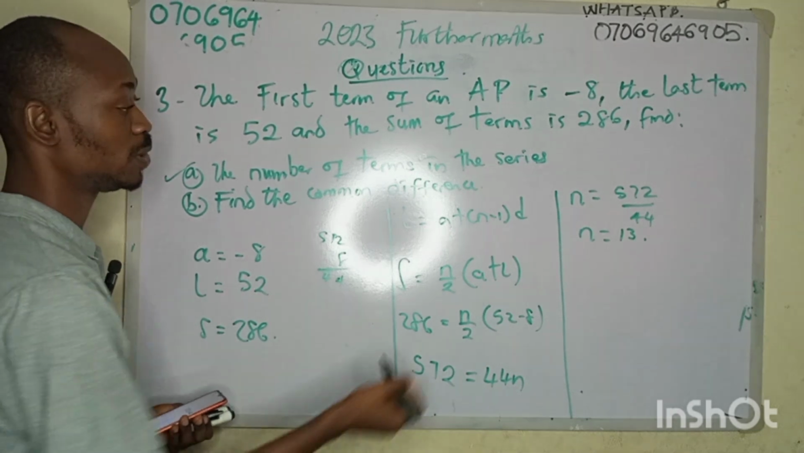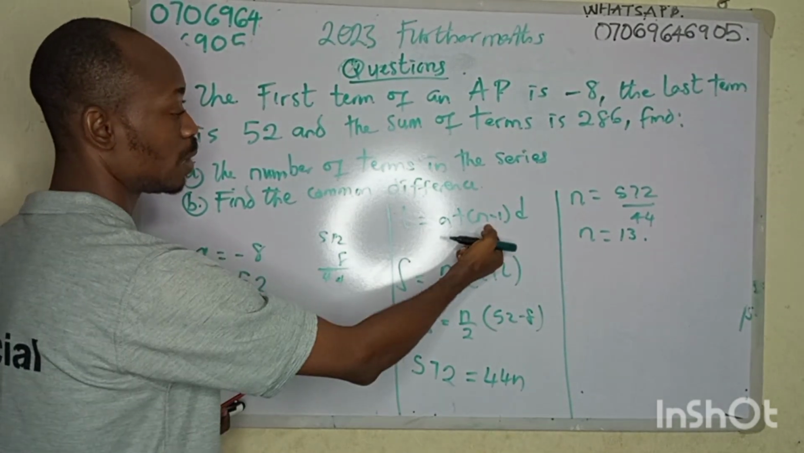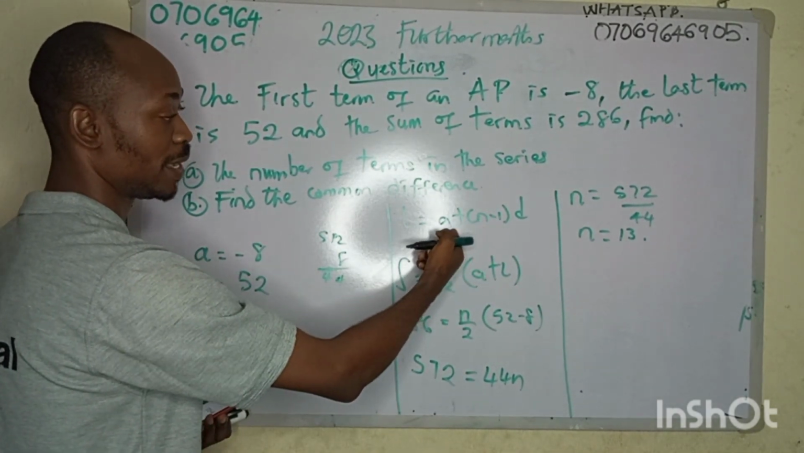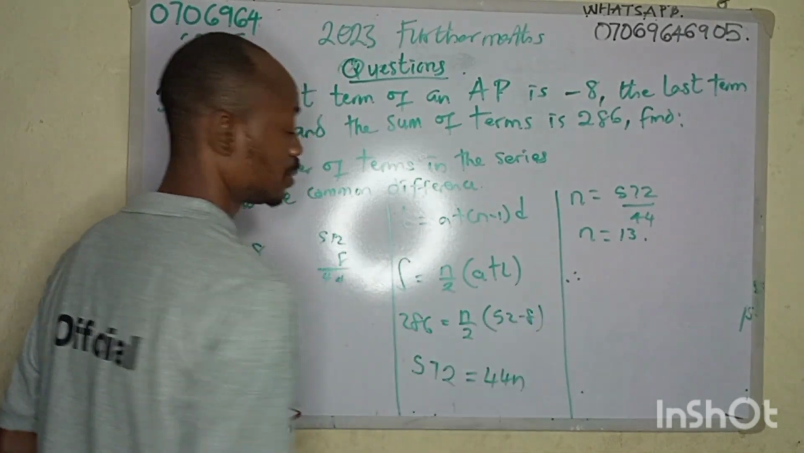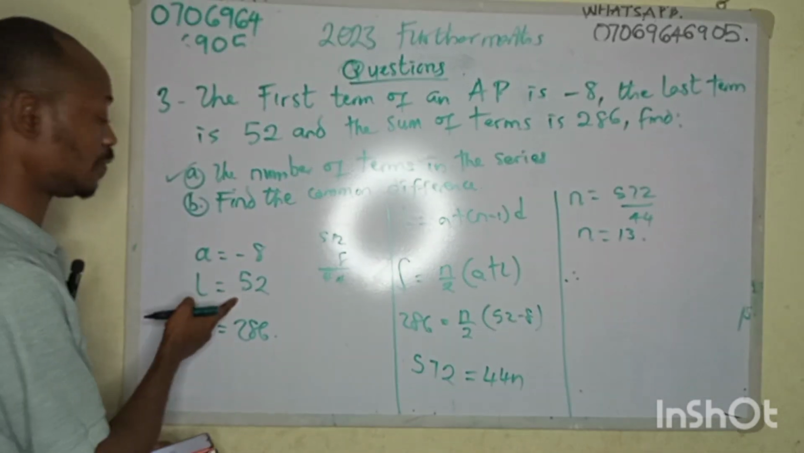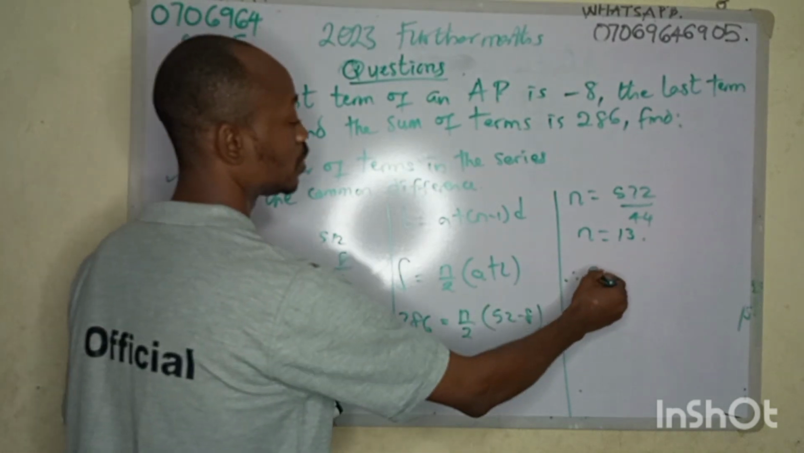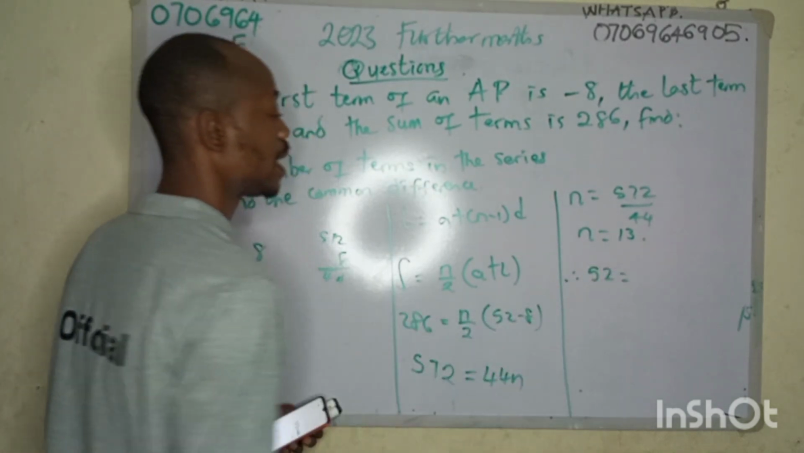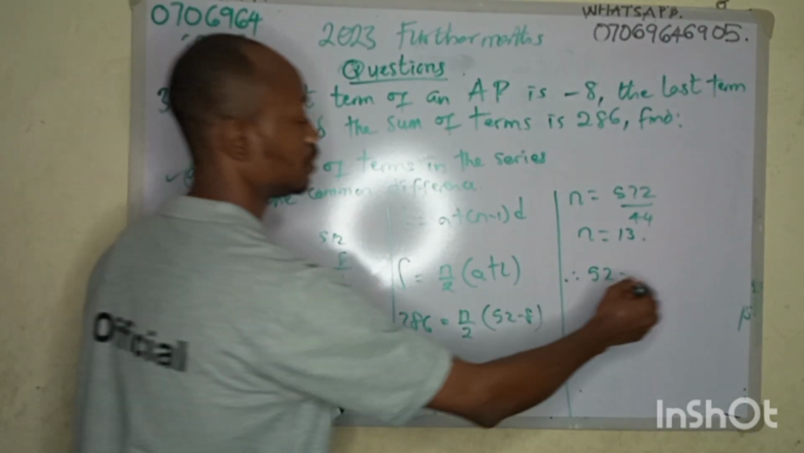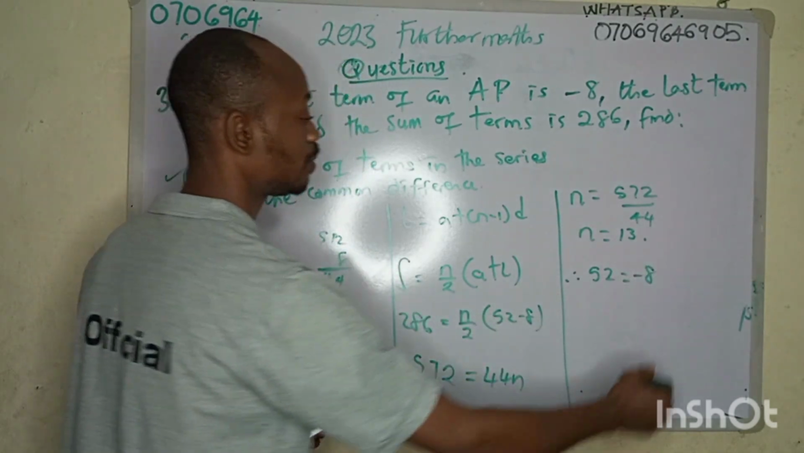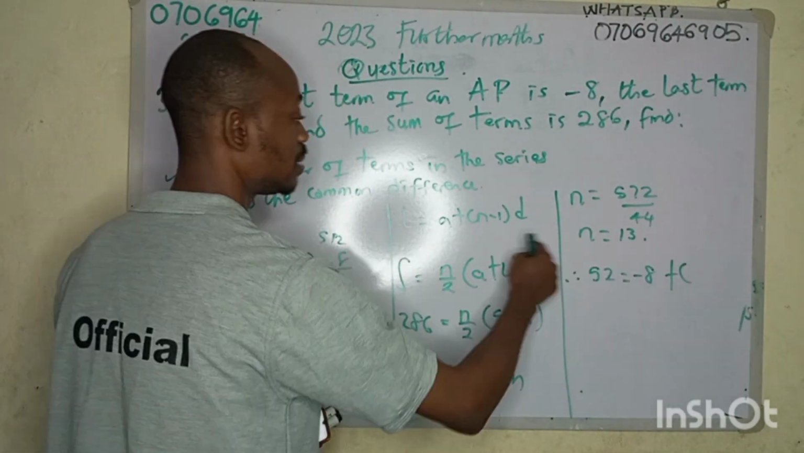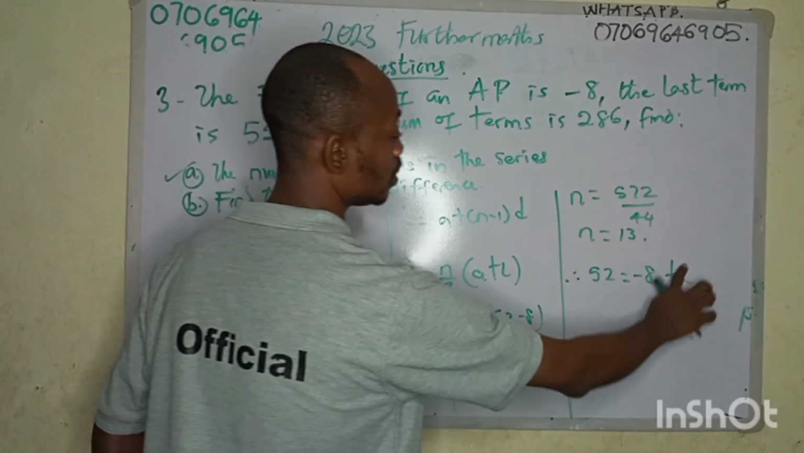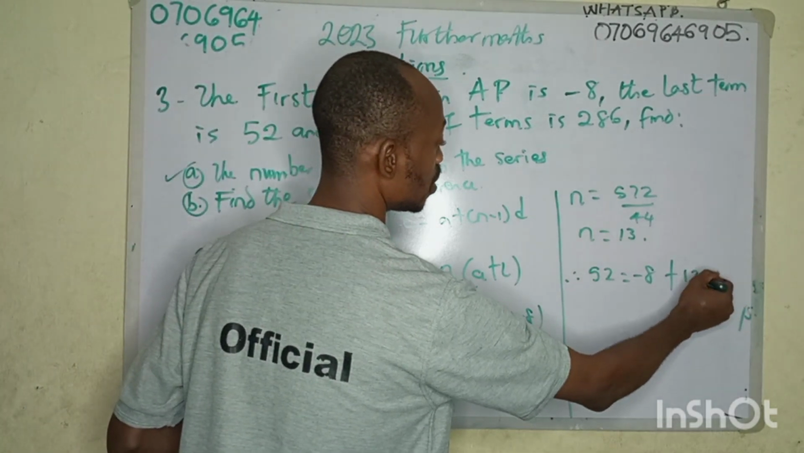finding the common difference, we just need this d. Now we have known n, we know our a, we are just finding d, so we use this formula. I'm just going to substitute. L, like we said, is 52. So 52 equals a, which is negative 8, plus (n minus 1), where n is 13. 13 minus 1 is 12. So 12 times d, that's going to be 12d.